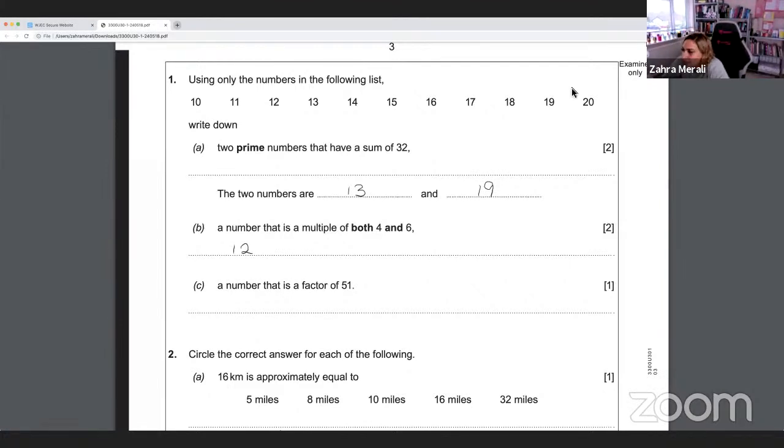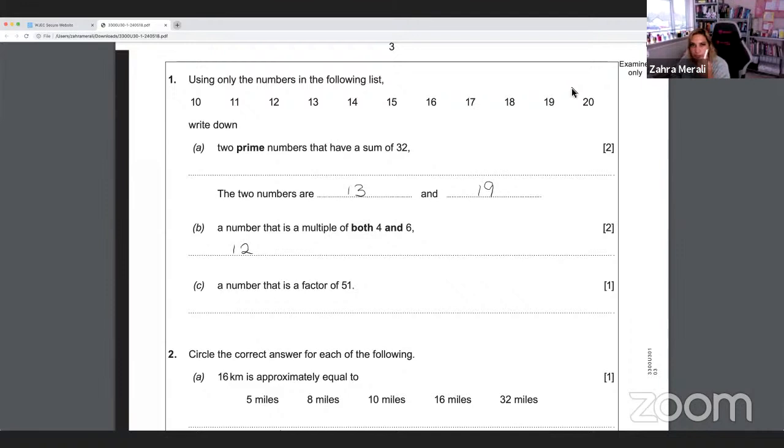A number that is a factor. Factor means you can divide, it goes into that number exactly. So what goes into 51? Now that might not be obvious for you, and it might be easier to actually take 51 and think, what can we do to it? Well, dividing by 1 doesn't count. If we half it, what do we get? Well, it's not going to be exact because it's got a 1 on the end. What if we divide it by 3?